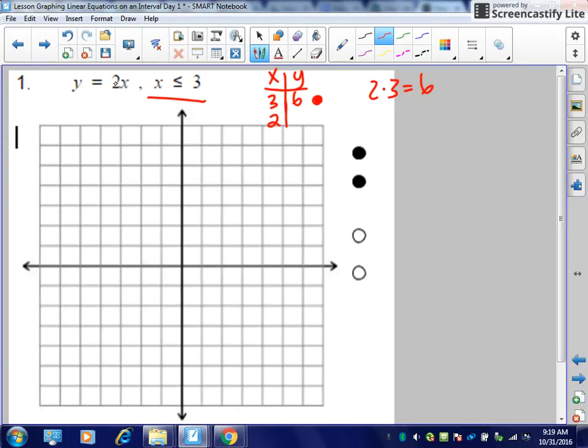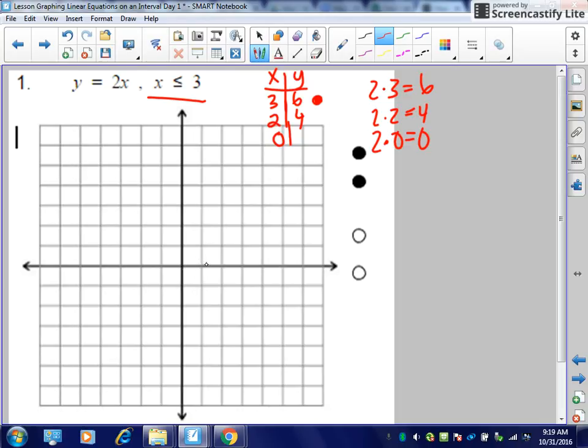Okay, the function says to do 2 times whatever we're picking. So 2 times 2. 2 times 2 is 4, so that would be the coordinates 2, 4. Okay, I need to have about 5 coordinates, so another good one to pick would be 0. 0 is always a good one to pick. If I plug in 0, 2 times 0, that's going to be 0. And so once I get some values, then I can just plot those points.